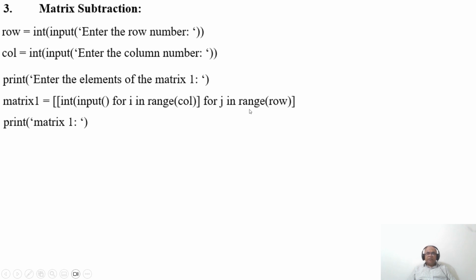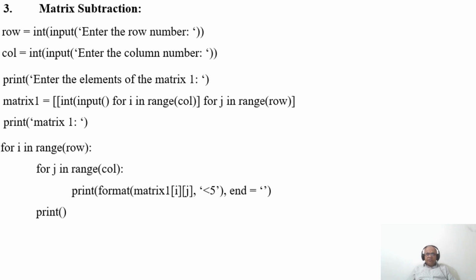So in matrix 1, I want to print the matrix. How to give the matrix? It will be in rows and columns. So first I need to give for i in range row. If this condition becomes true, then for j in range column, if this condition becomes true, then I want to print the matrix. The element will be matrix 1 ij, and we are giving the separation between the two elements by giving some 5 spaces.